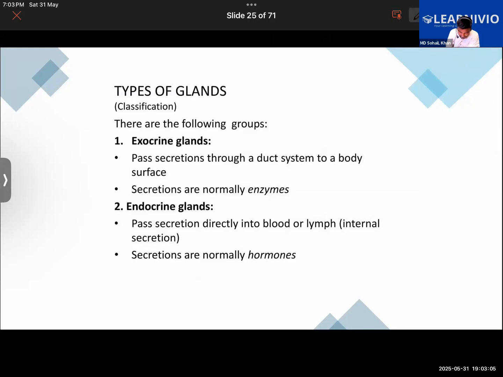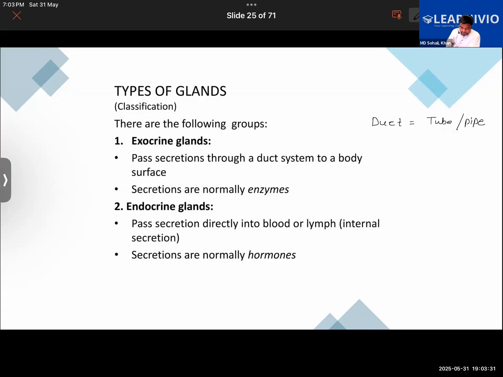Before we understand a little bit more about them, let me tell you the meaning of the word duct. D-U-C-T. Duct, basically, you can understand this as tube or pipe-like structures. Tube or pipe-like structures, okay? Talking about the exocrine glands, they pass through a duct system to a body surface. Duct, as I told you, is a tube or pipe-like structure.